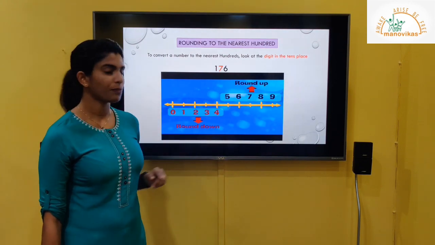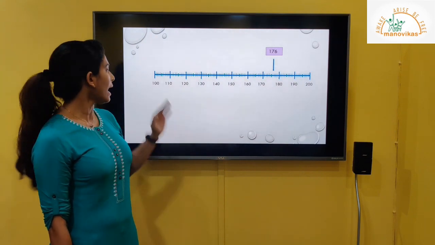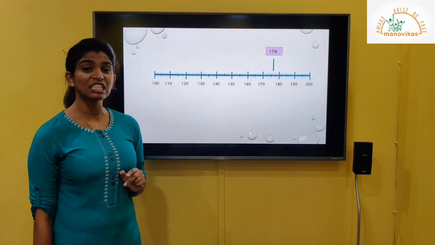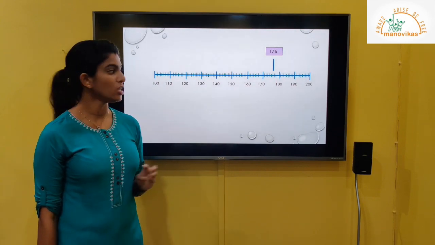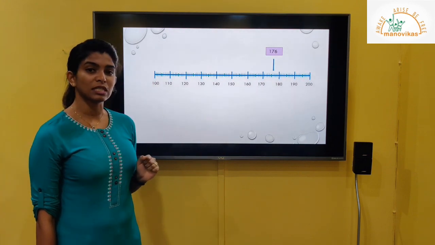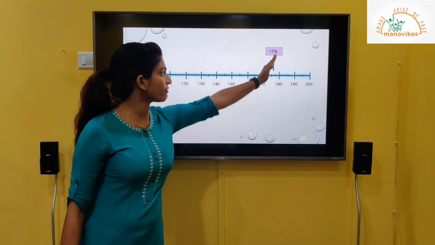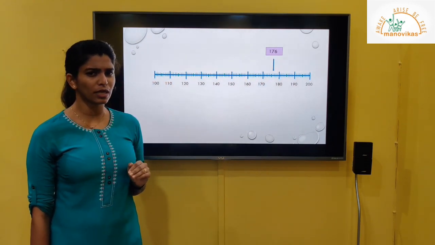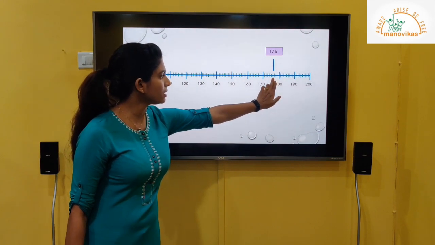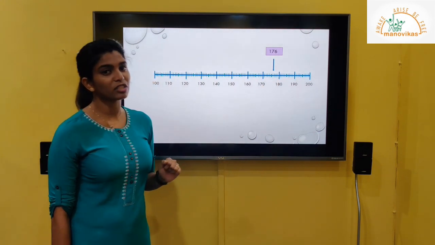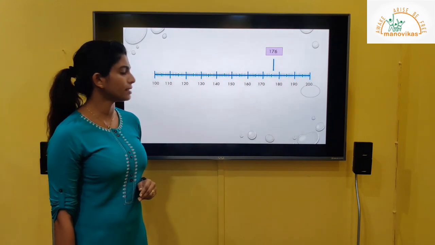7 lies here. So let's take the first number, that is 176. And I have taken the nearest 100. This time we are taking nearest 100, not nearest tens. So we are taking the multiples of 100. 100 and 200. 176 lies between 100 and 200, right? Yes. So now I have marked 176 here. It is coming here. Can you tell me which is the nearest 100? It is 200.